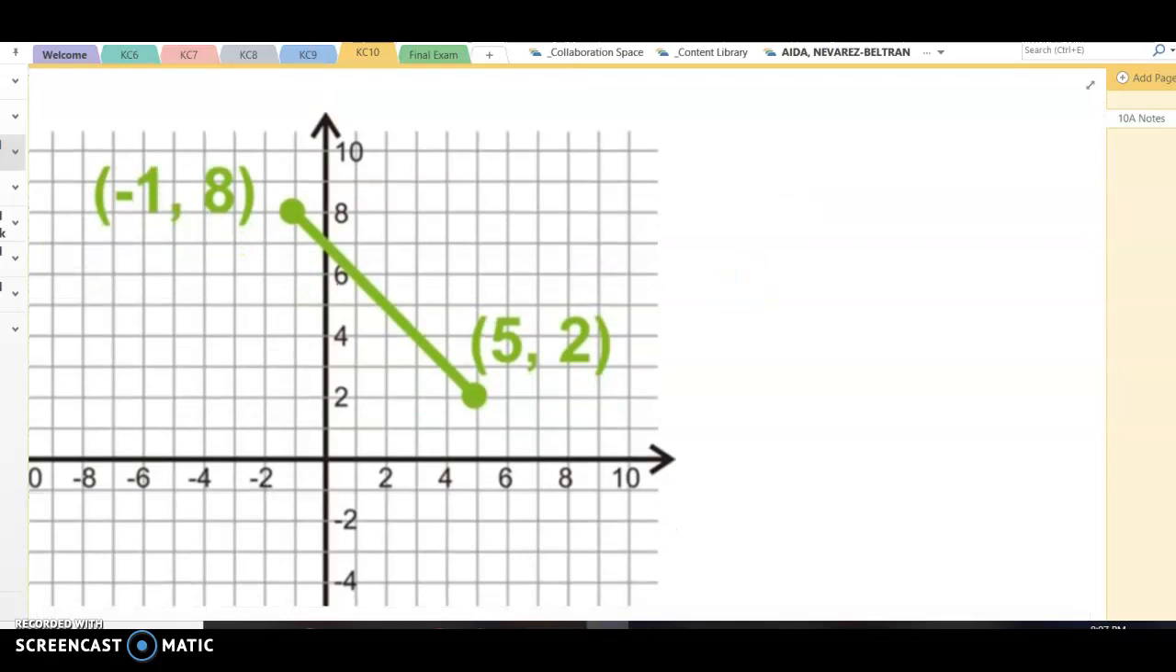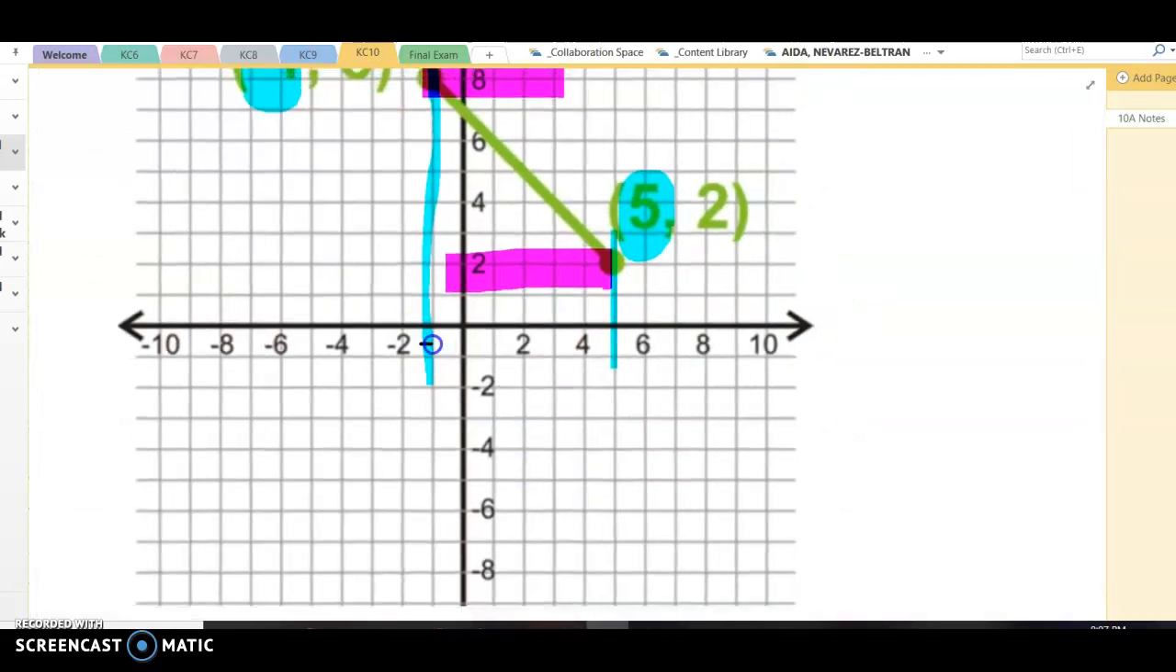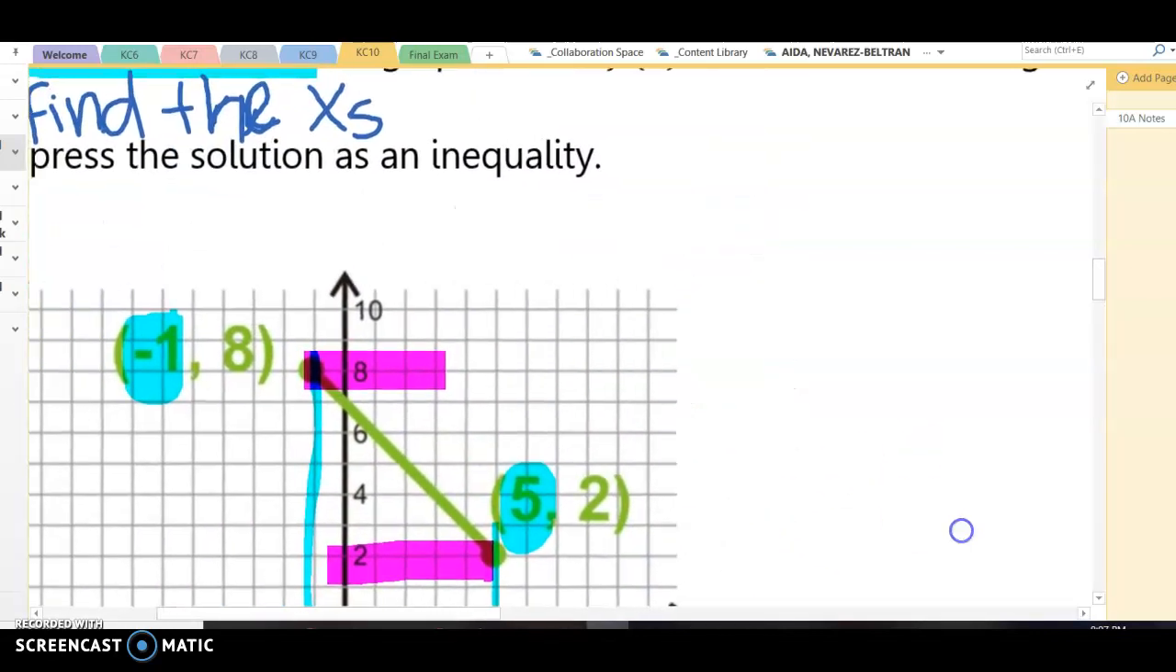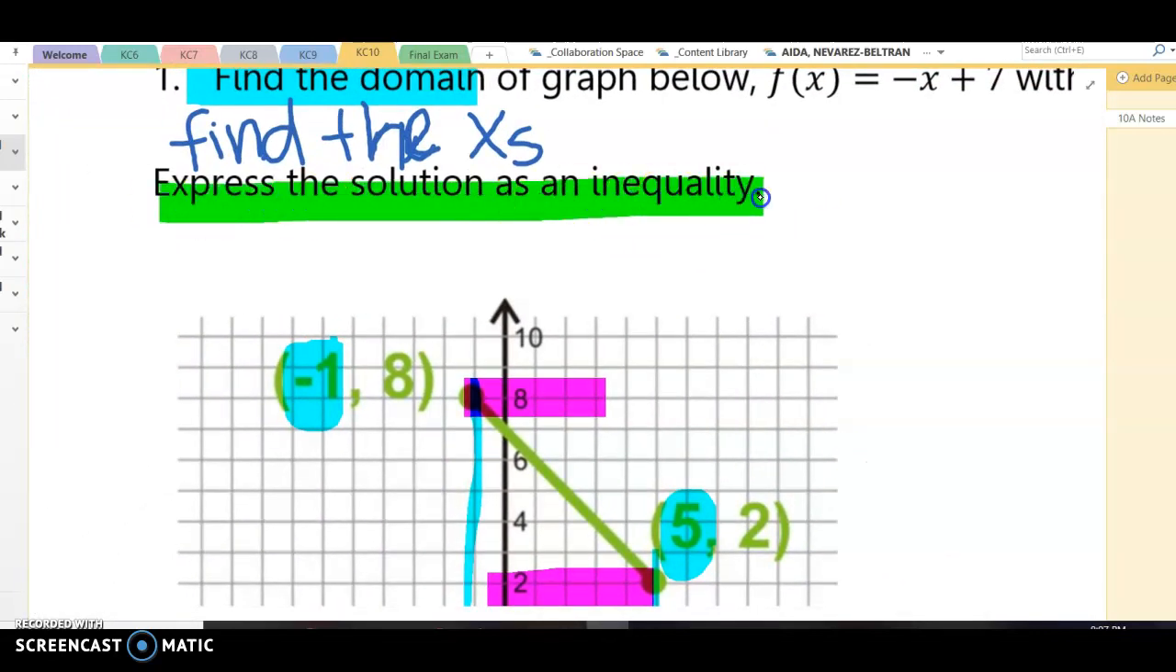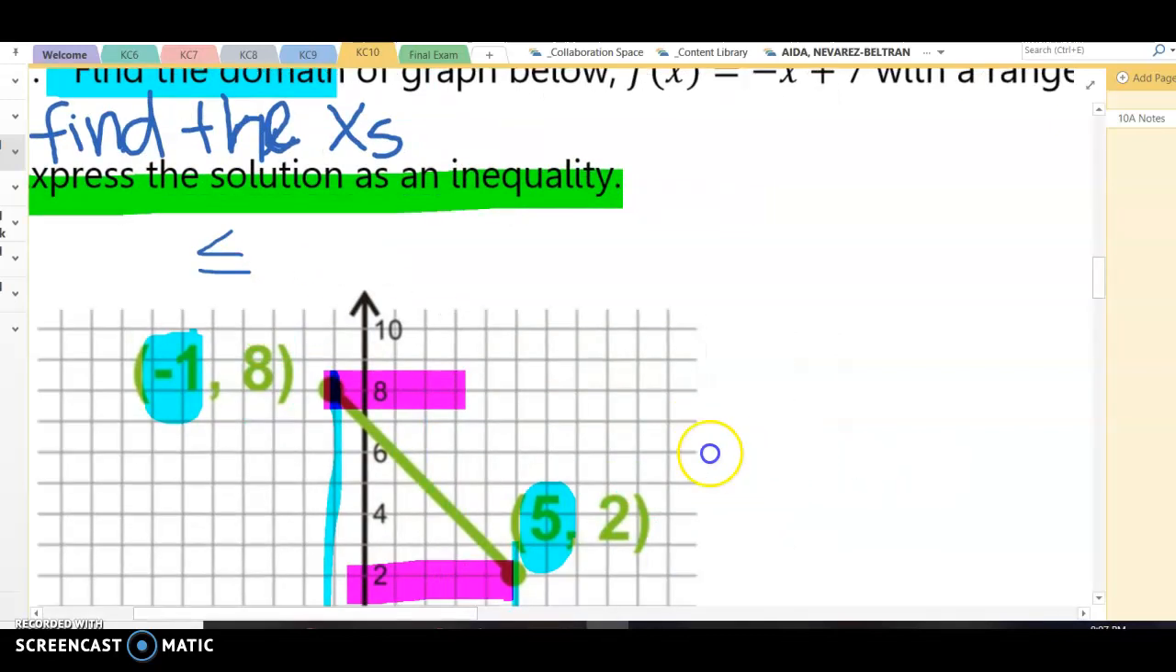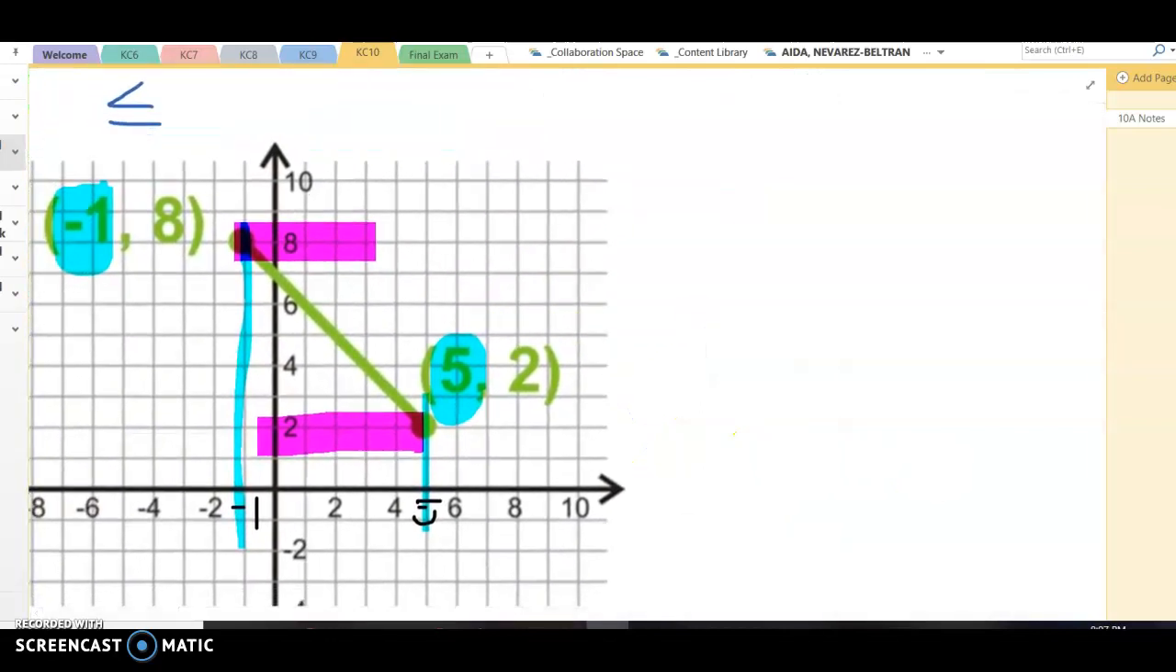If we look at our y's, our y is between 2 and 8. So in order to find the domain, we have to find what x is between. So x is between here and here. So our x's are between -1 and 5, right? If we were to put the numbers here, -1 would go here and 5 would go here. So it says express the solution as an inequality, right? So that means use your inequality symbols.